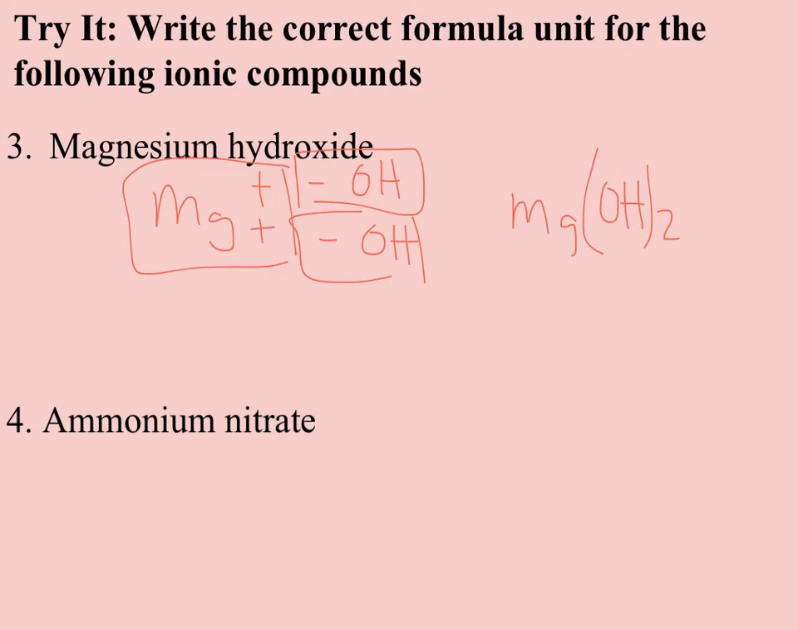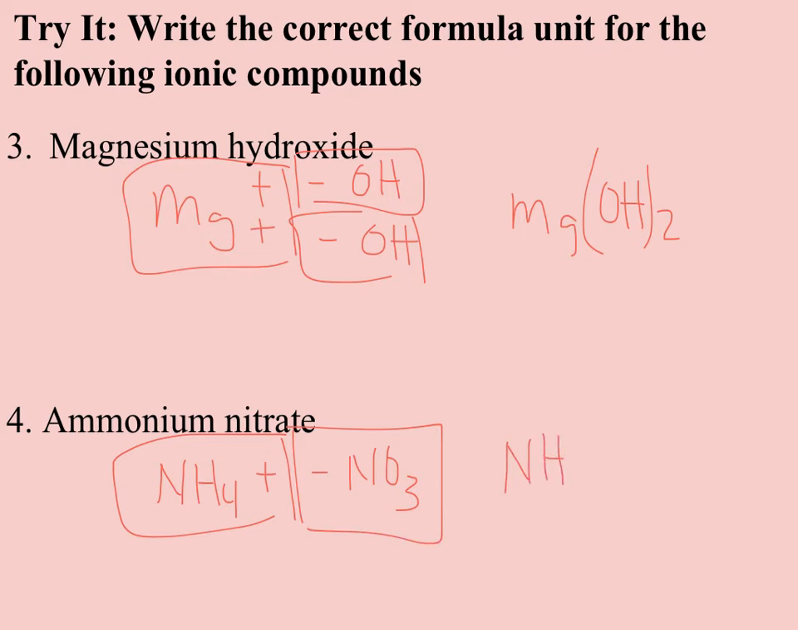Ammonium nitrate. Ammonium, if you look for it on the periodic table, you won't find it because it's actually NH4. It's a polyatomic ion. The only positive one on our chart, the rest are all anions. And the nitrate, NO3, -1. So this will just become NH4NO3.